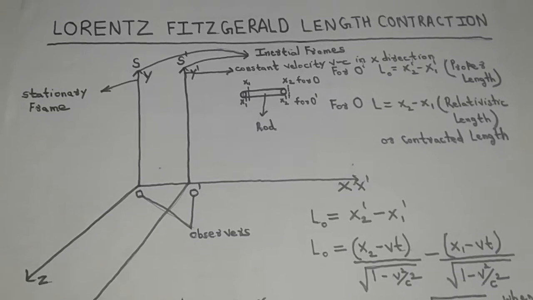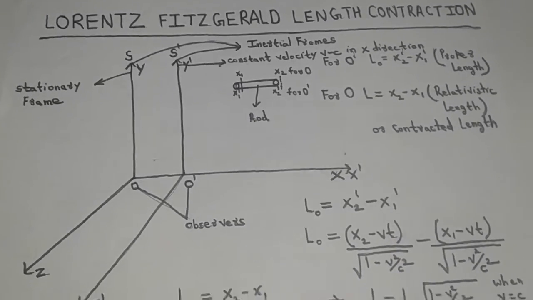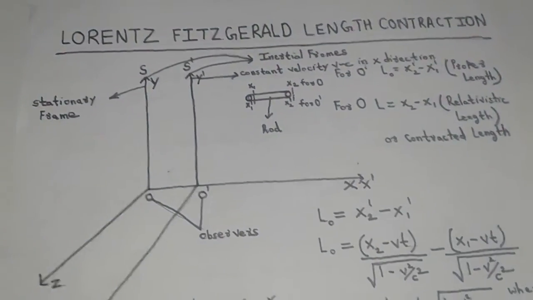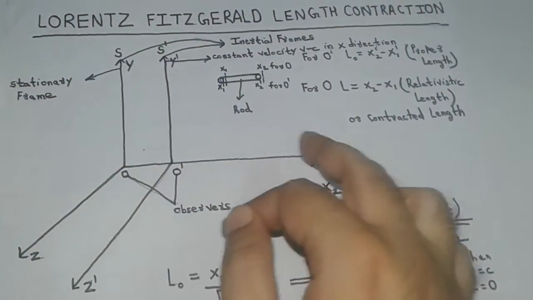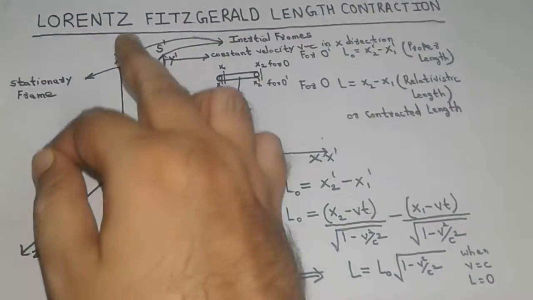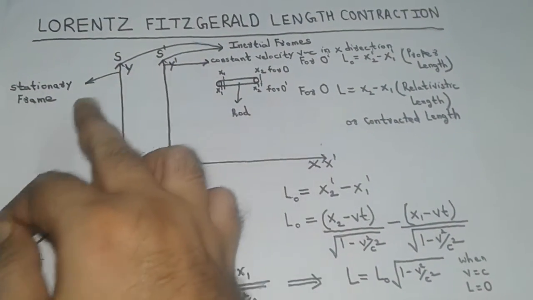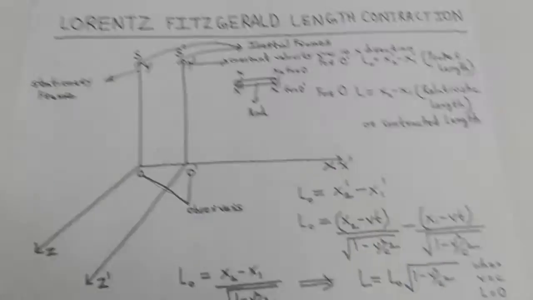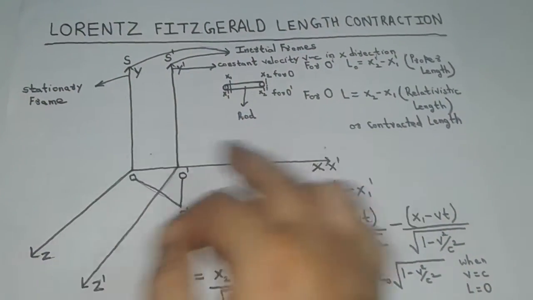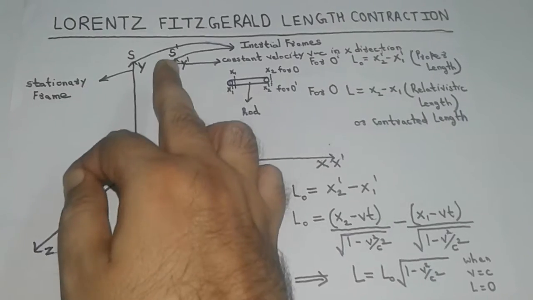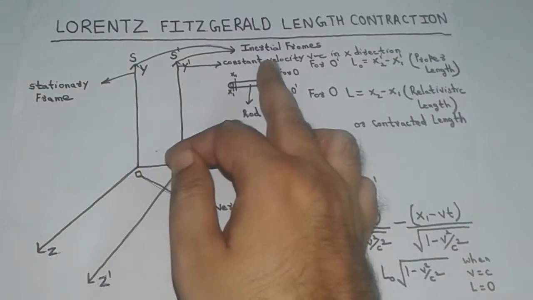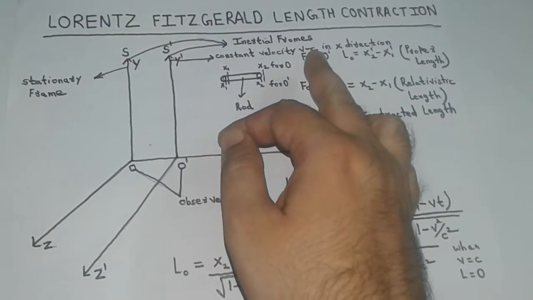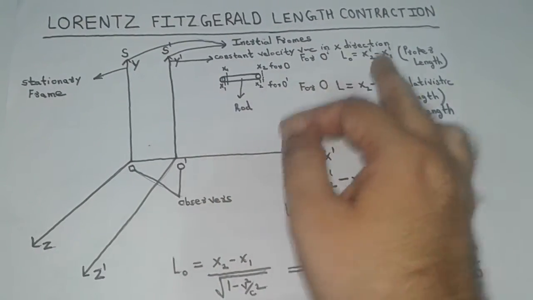Hello students, in this video we will discuss Lorentz Fitzgerald length contraction. Let us consider two inertial frames S and S dash which are not under the influence of any external force. Let frame S be at rest and frame S dash be moving with constant velocity v, which is very high, comparable to the velocity of light, in the x direction.